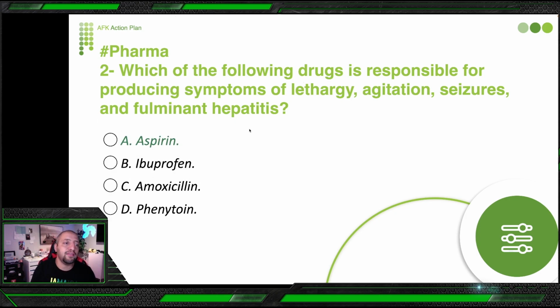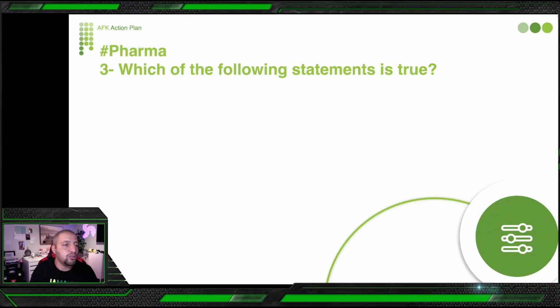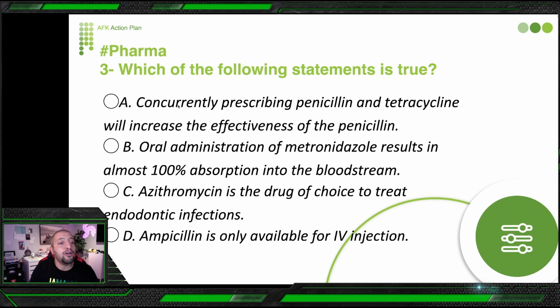So it's aspirin and this condition, Reye syndrome. We don't give aspirin for children, and we don't give aspirin as a painkiller anyway. Okay. Third question from pharma also. Which of the following statements is true? Concurrently prescribing penicillin and tetracycline will increase the effectiveness of penicillin.